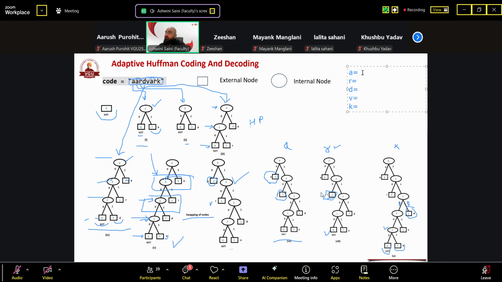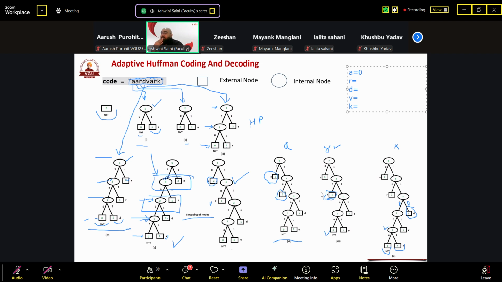Can you tell me, for A, what will be the byte code or compression code? A is at the starting. A has a value representing 0. So A could have a value that is representing 0.